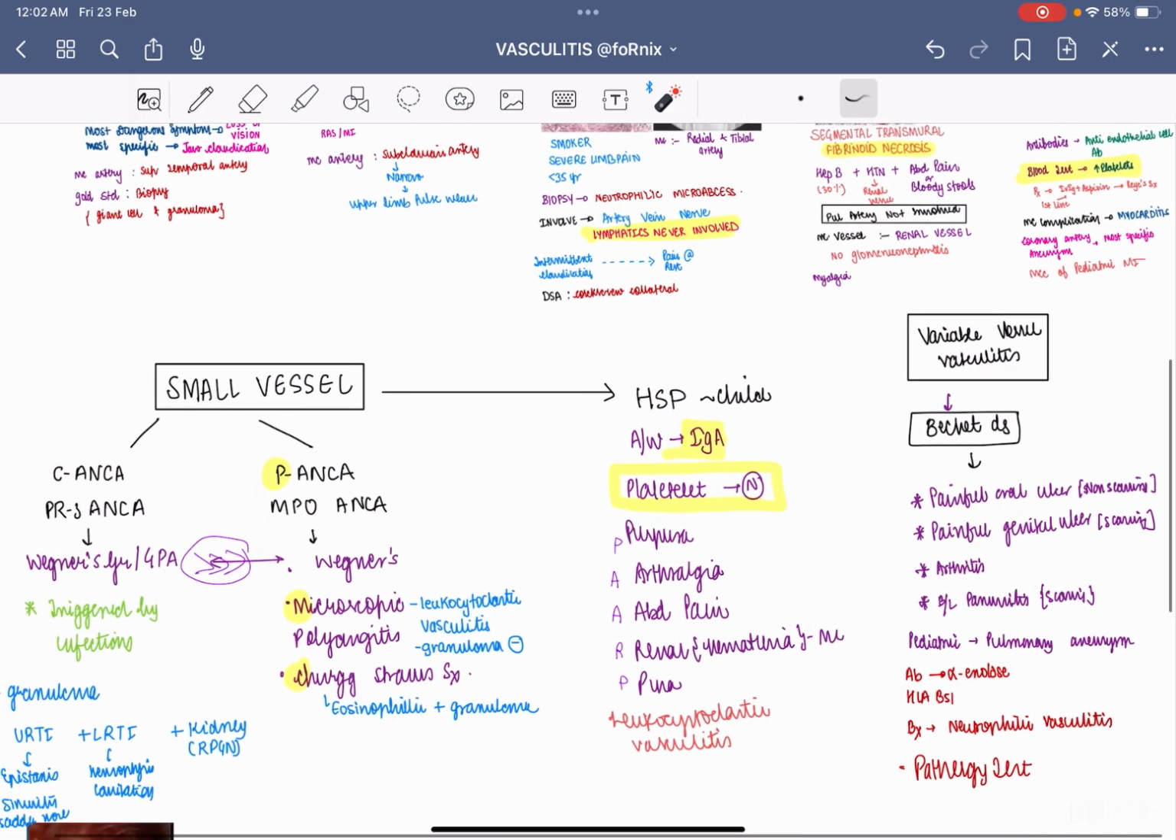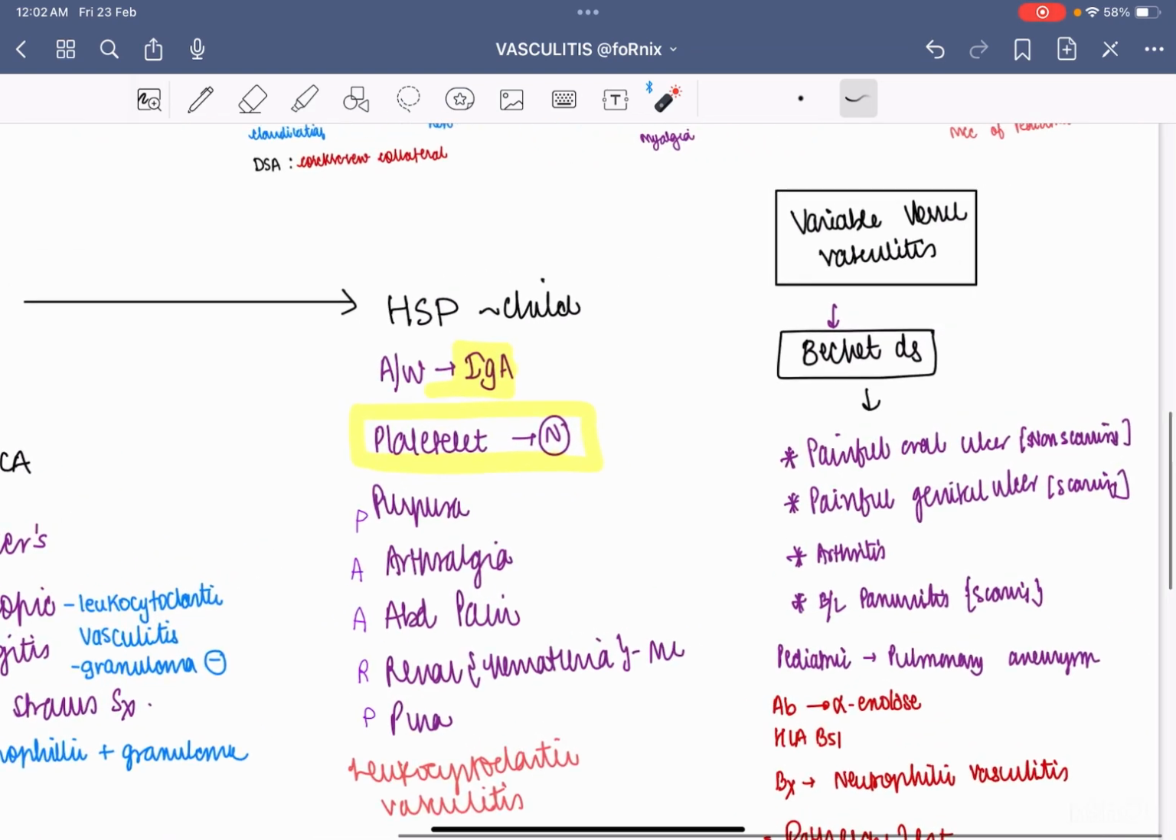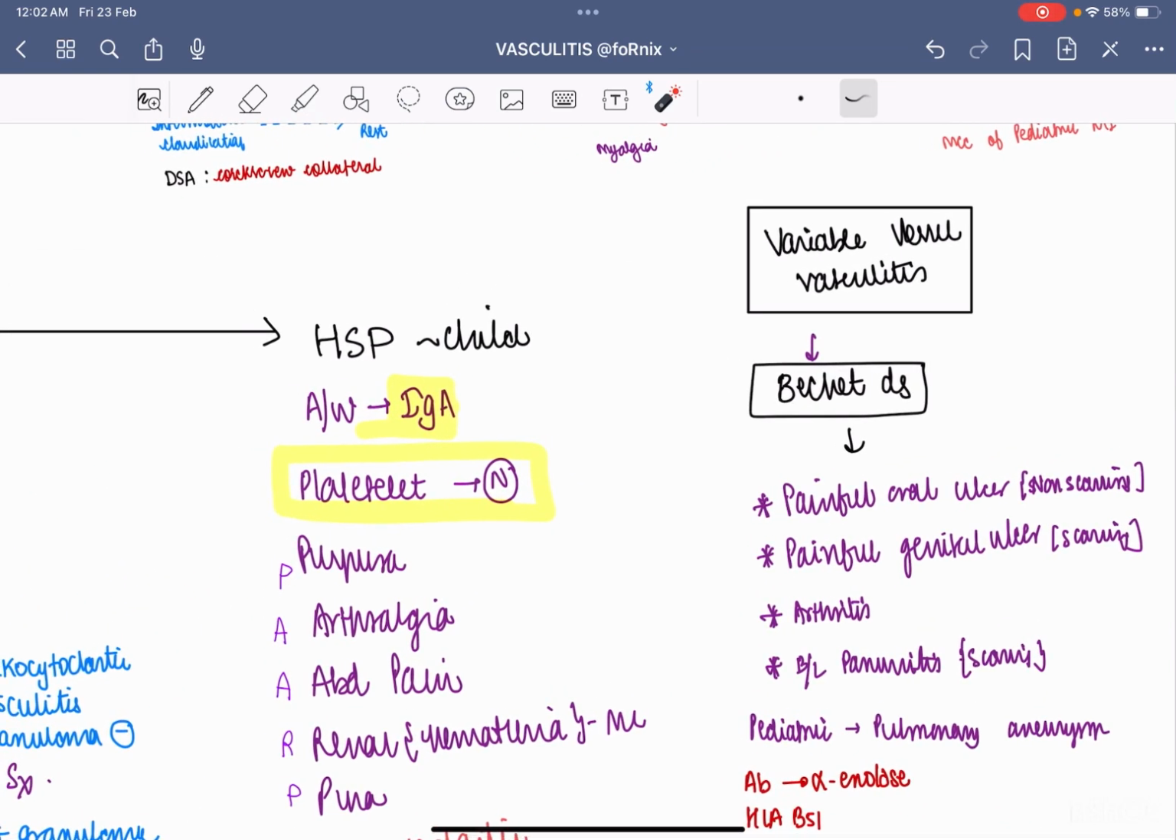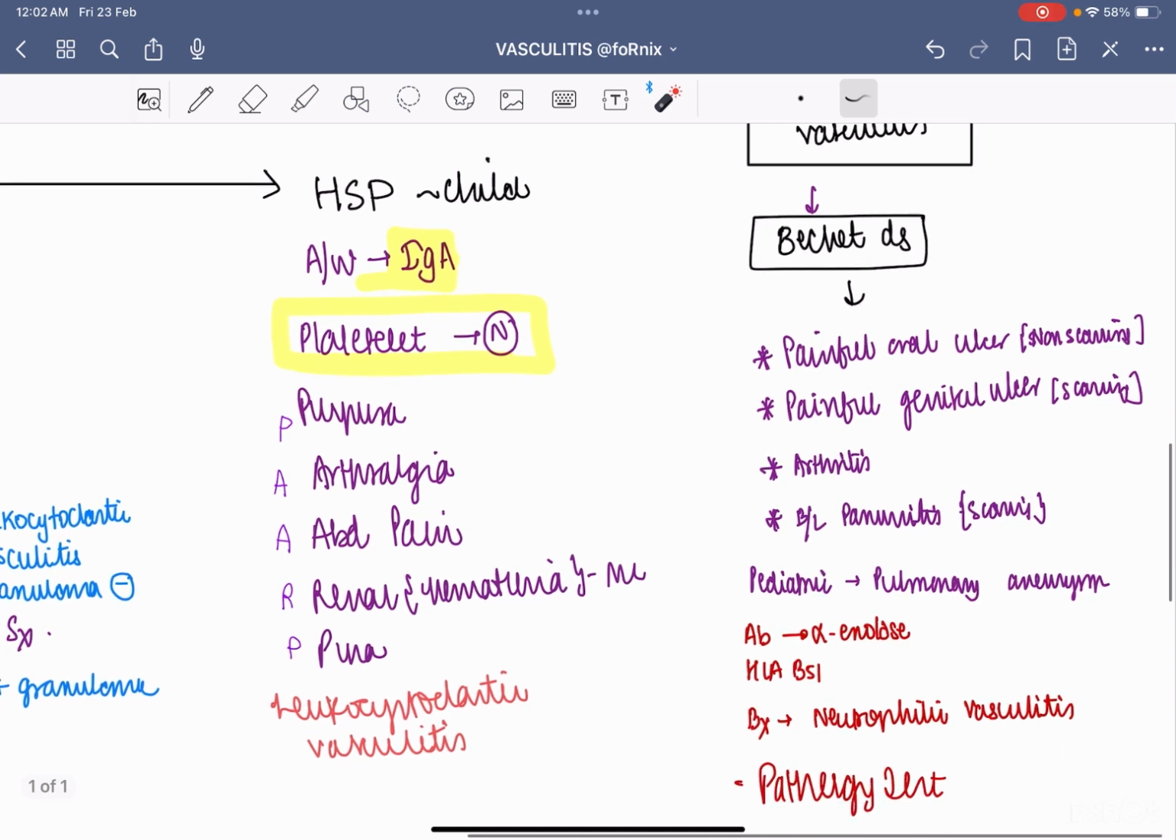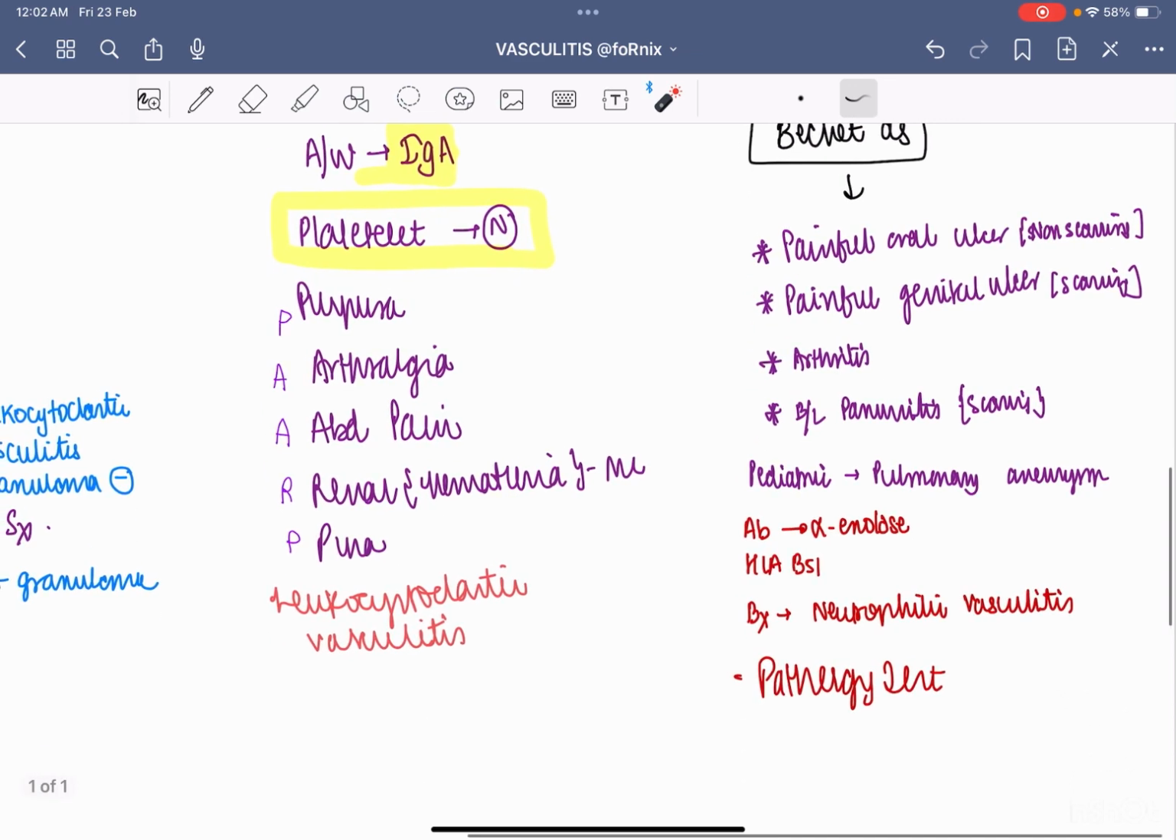Now we'll come to our last topic, variable vessel vasculitis. In variable vessel vasculitis we have Behçet's disease, and there are various features of this. The first one is painful oral ulcers, and the most important thing is that they are non-scarring. That is the only thing that is non-scarring. The second one is painful genital ulcers, that are scarring. And we have arthritis, and bilateral panuveitis, which is also scarring. In pediatric patients we can also see pulmonary aneurysm.